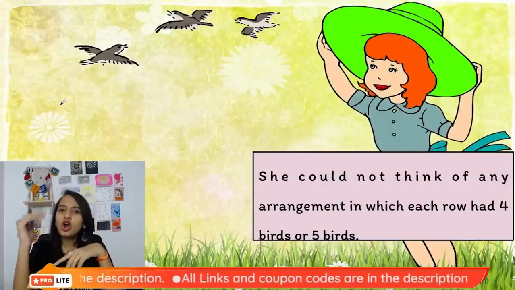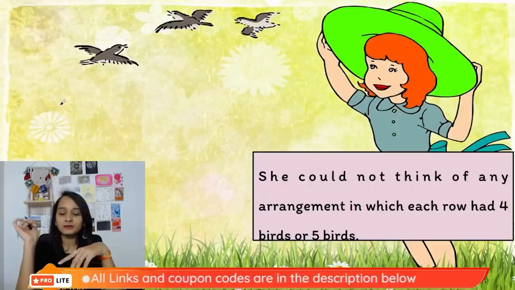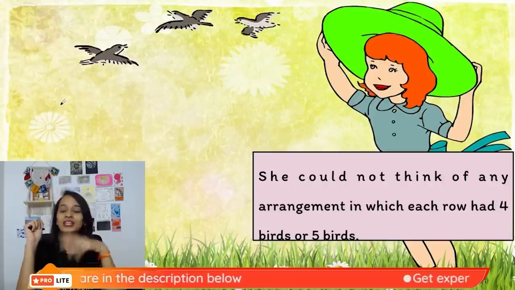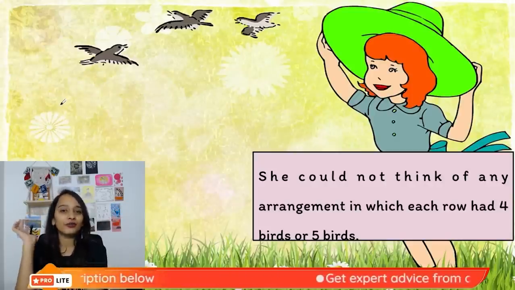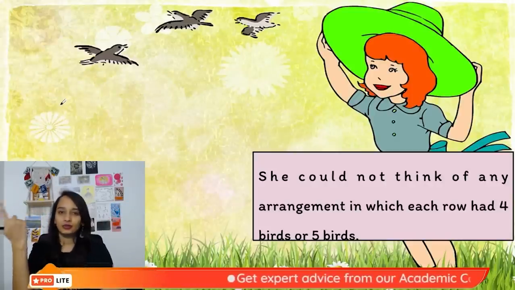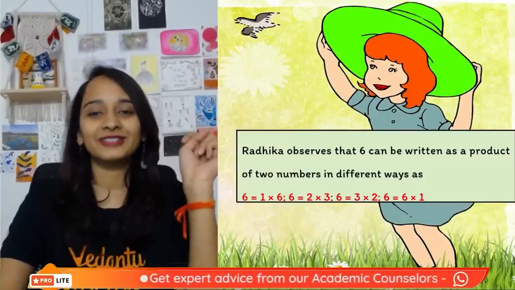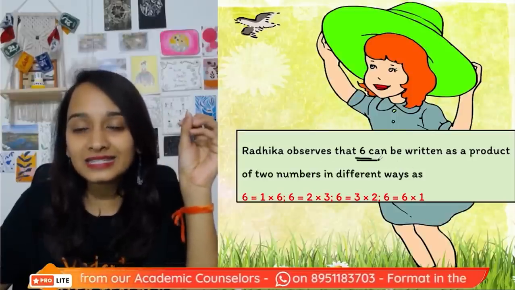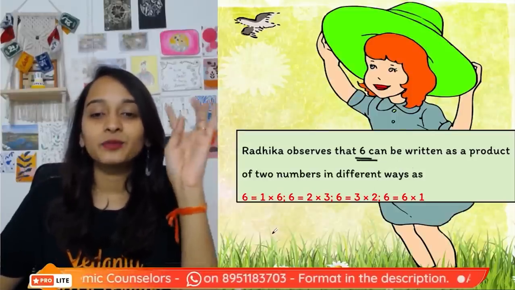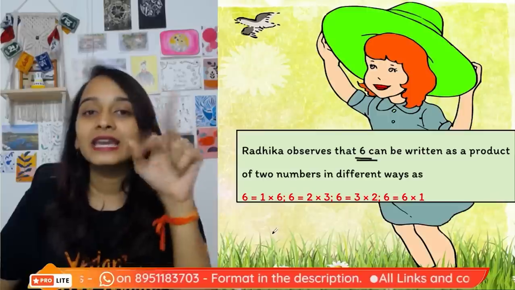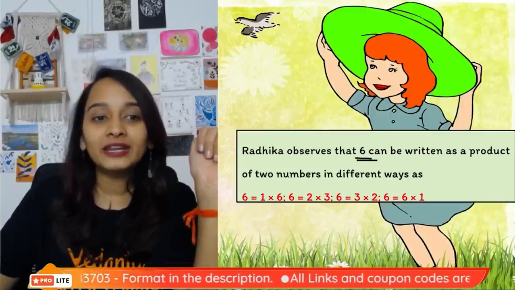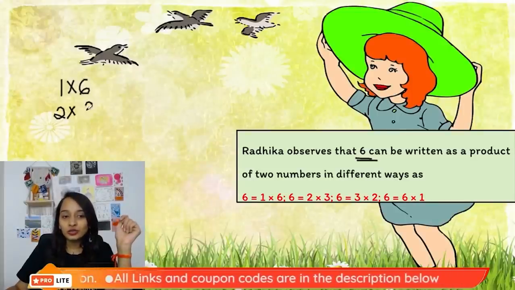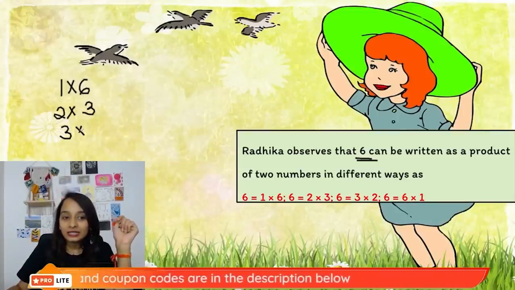Now, she could not think of any other arrangements in which there are only 4 birds, or 5 birds. There are no other arrangements that they can think of. Can you think of anything? You cannot, right? If you can, put it in the comment section. So Radhika has observed that the number 6 can be written as the product of 2 numbers in different ways. You can write 6 as 1 into 6. You can write it as 2 into 3. Yeah, 3 into 2.